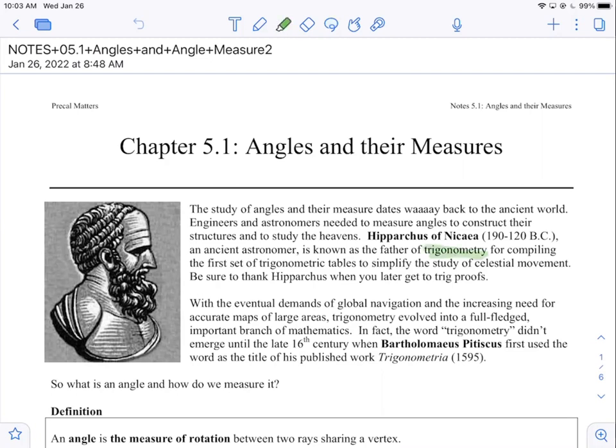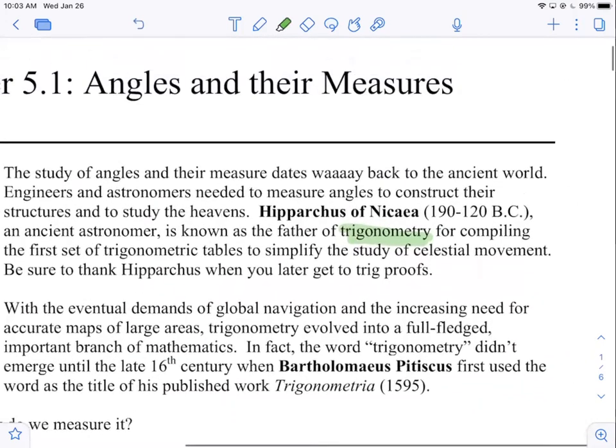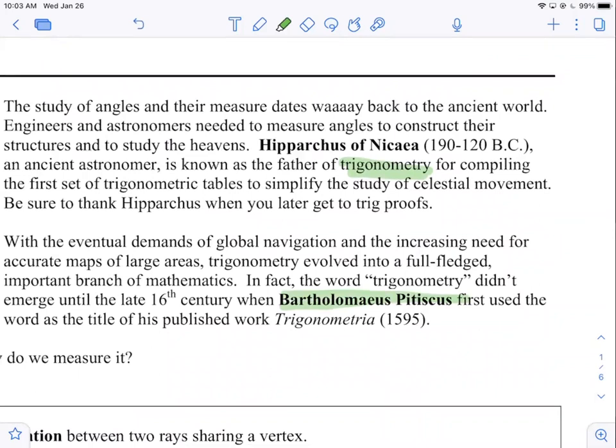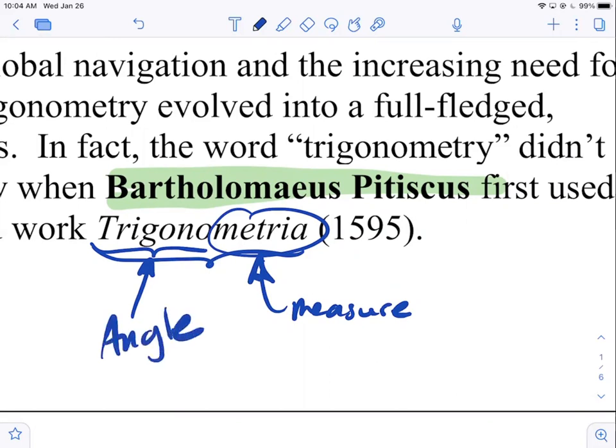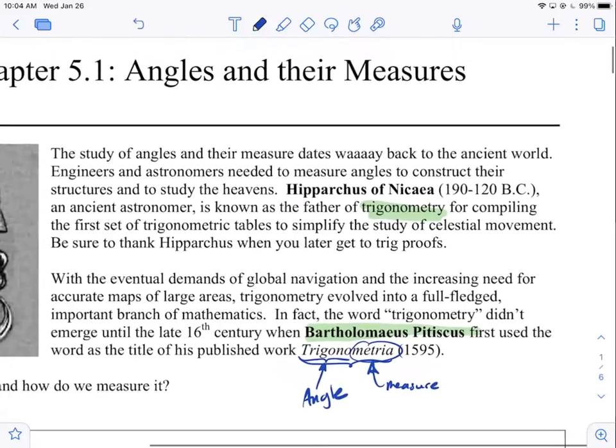The word trigonometry, though, did not even get used until much, much later, right? 1,600 years later, when Bartholomaeus Pitiscus, Bart Pitiscus, published a work, 1595, called Trigonometria. And that's where the use of the word trigonometry kind of became in vogue, all right? Trigonometria means two things. Metria means to measure, right? Like geometry is the measure of the earth, right? Shapes. Trigono is a root that comes from the word triangle. The word triangle, of course, means three sides, three shapes, three vertices, and three angles, right? So this means it became used with angles. So trigonometry means angle measure. And so the term was retroactively applied, of course, to Hipparchus, who is the father of trigonometry.